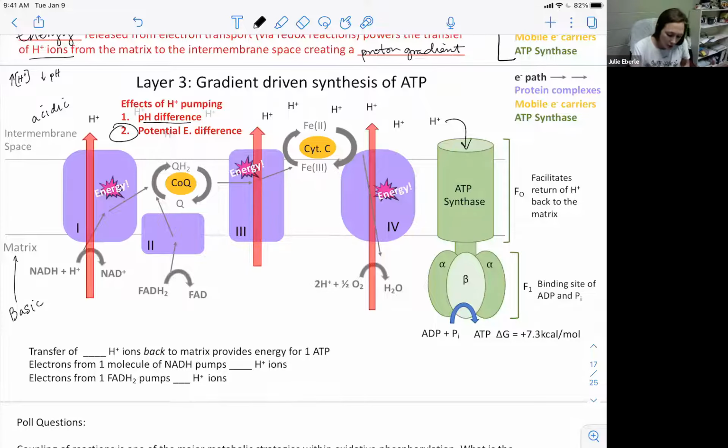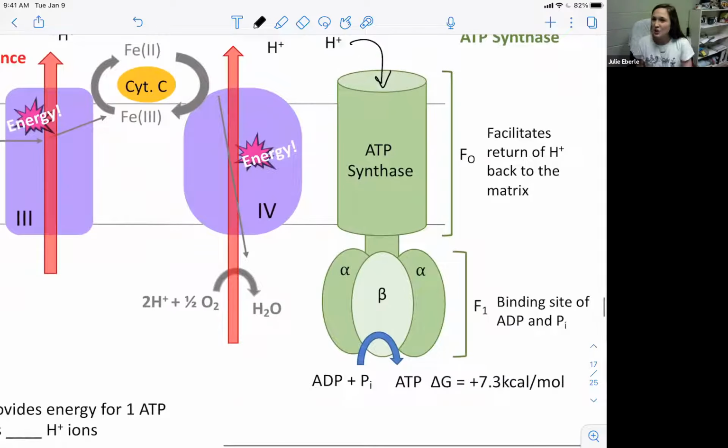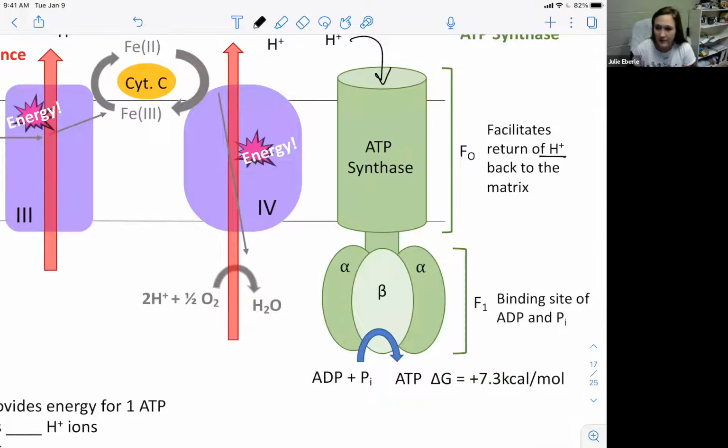Okay, so let's look at ATP synthase for just a minute. It's this huge protein complex. It's got two portions, F0 and F1. The F0 portion is what facilitates the return of the hydrogen ions back to the matrix. The F1 portion contains the binding site for ADP and a phosphate group.